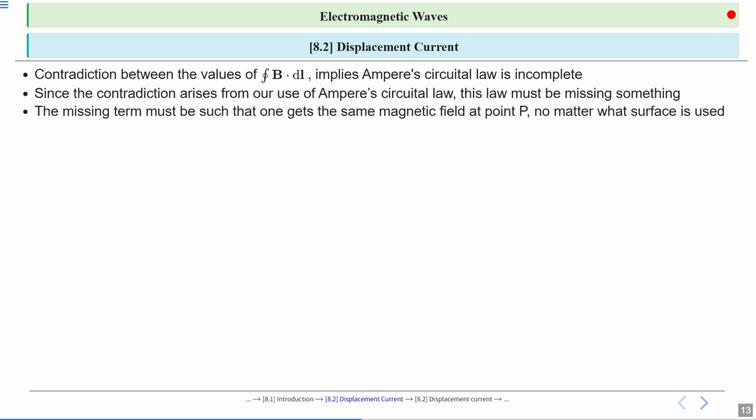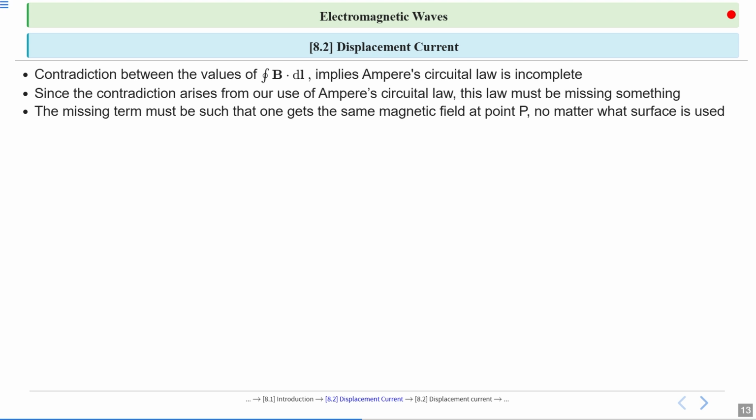The missing term must be such that one gets the same magnetic field at point P no matter what surface is used. If we take another surface, like the pot surface or tiffin box surface, in the second case the result should be the same, mu naught I. That type of missing term we have to put here, which Maxwell concluded or derived from experiments.